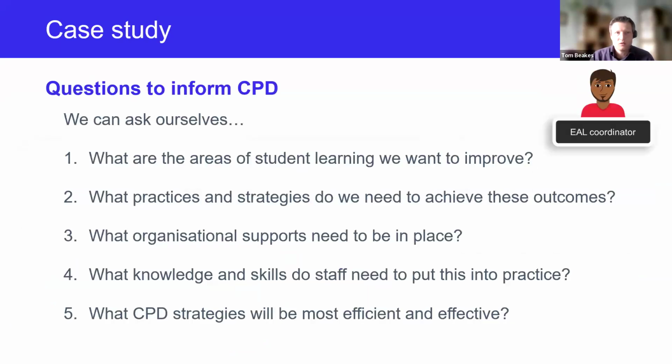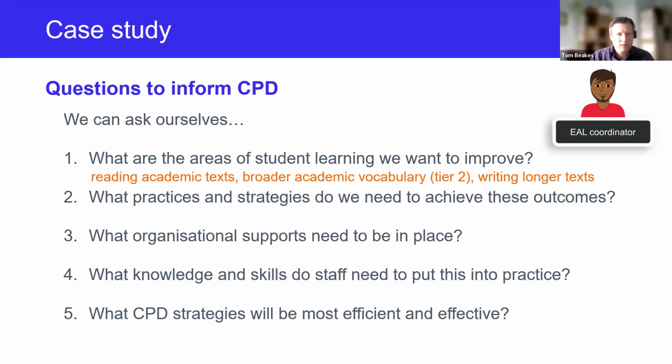So returning to our questions, our EAL coordinator is asking himself, well, in terms of areas of student learning, if we drill down a little bit, they want to improve the students' ability to read those academic texts, to increase their academic vocabulary, especially that sort of tier 2 vocabulary, the vocabulary that co-occurs across different curricular areas, and really developing their ability to write those longer texts, which they will require to succeed in all their projects and exams and things like that as they move through secondary school.